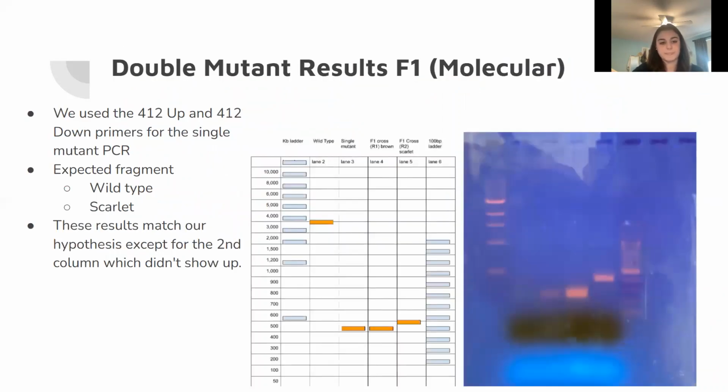So for the double mutant PCR, we used the 412 up and the 412 down primers, along with the same ladders we used in the single mutant PCR test. We expected that the wild type and the scarlet gene fragments would be visible. Through the picture of the gel electrophoresis results, we see that these results matched our hypothesis, excluding the second column, for which we received no results. So in lane 2, you can see we didn't get any results for that lane, but the other 3 did match our predictions.